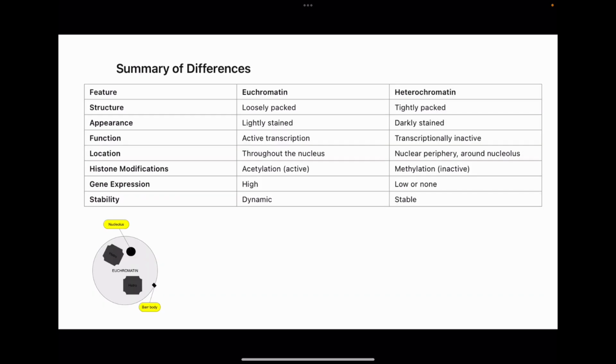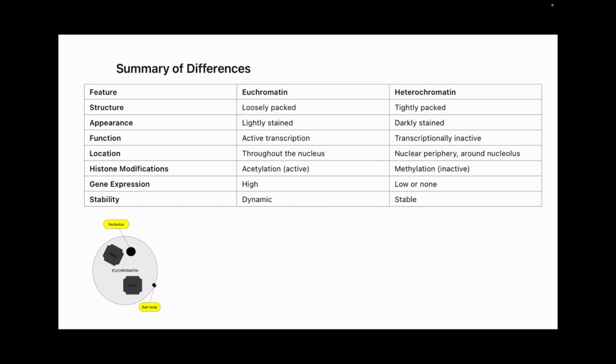So, let's look at the summary of the differences between euchromatin and heterochromatin. When we look at the structure, it is loosely packed in euchromatin, and if you look at heterochromatin, it is tightly packed. The appearance is lightly stained for euchromatin and darkly stained for heterochromatin. Euchromatin is actively transcribed, whereas heterochromatin is transcriptionally inactive. Euchromatin is found throughout the nucleus, but heterochromatin is found near the periphery and around the nucleolus.